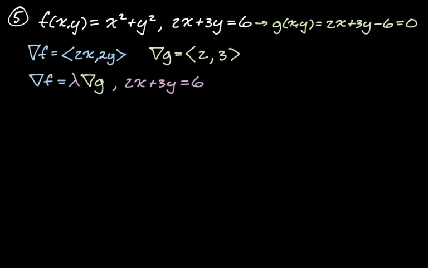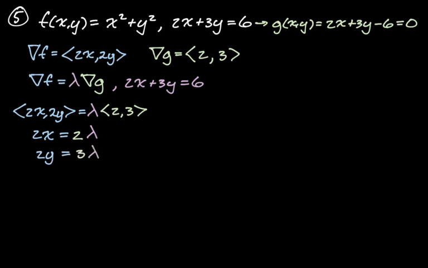All right, so using gradient f equals lambda gradient g, we get 2x comma 2y is lambda times 2 comma 3. From this, we get two equations in 3 unknowns, right? We get 2x is 2 lambda, 2y is 3 lambda. So that's 2 equations with 3 unknowns, x, y, and lambda. Our third equation is 2x plus 3y equals 6. And this is the system that we need to solve for x and y.